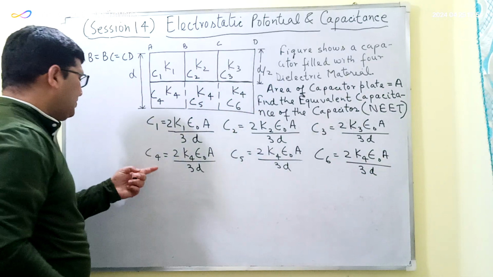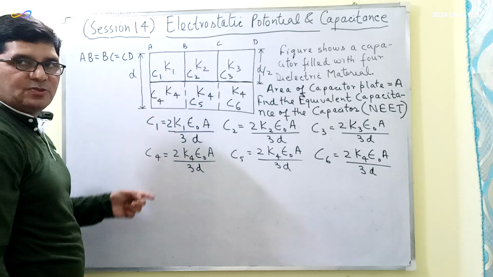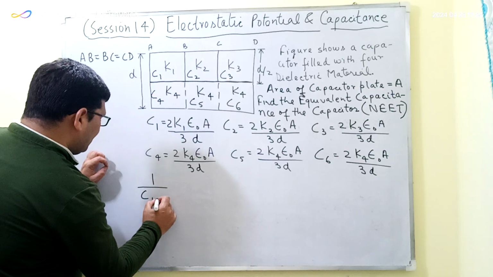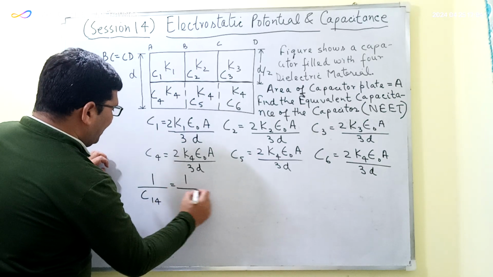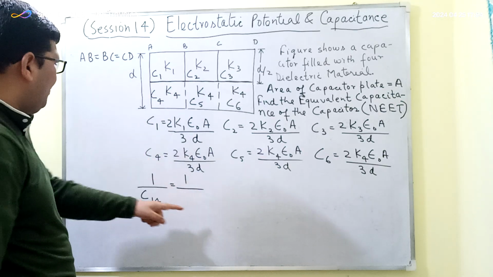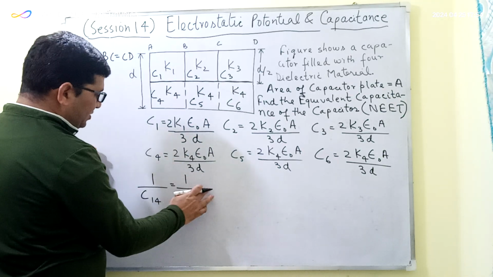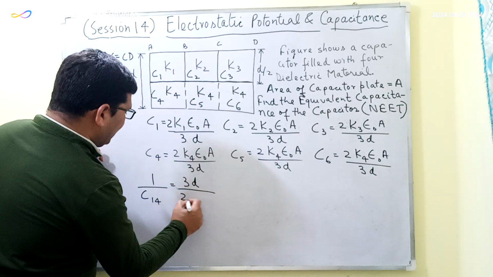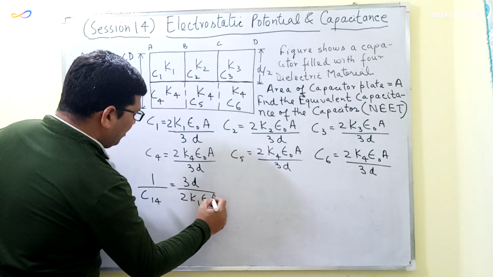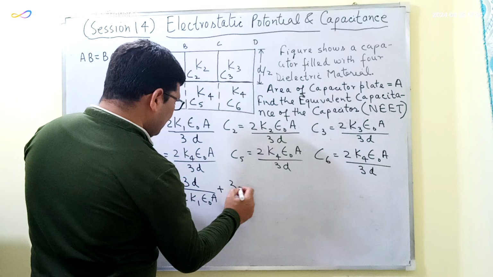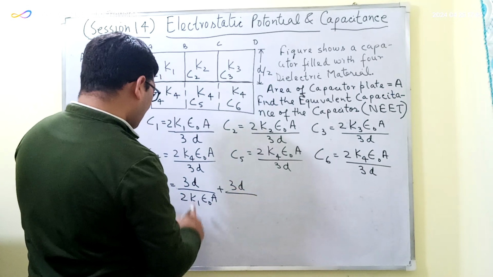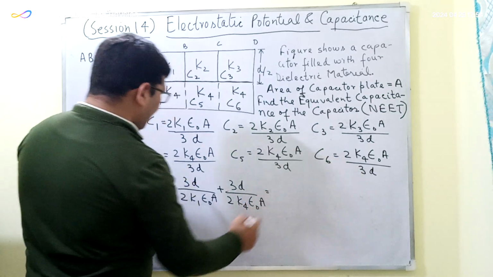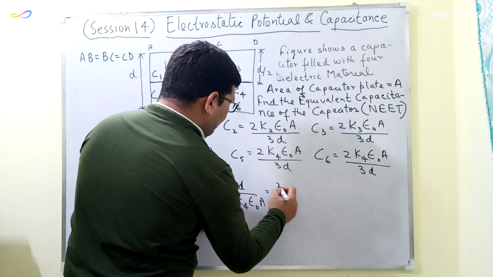Now here C1 and C4 are in series, so I will find the equivalent capacitance of C1 and C4. Let us take the equivalent capacitance of C1 and C4 as C14. This will be equal to 1 divided by C1 plus 1 divided by C4. So 1 by C1 will be equal to 3D divided by 2 times K1 epsilon naught A, plus 3D divided by 2 times K4 epsilon naught A. From here, 3D by 2 epsilon naught A is constant.